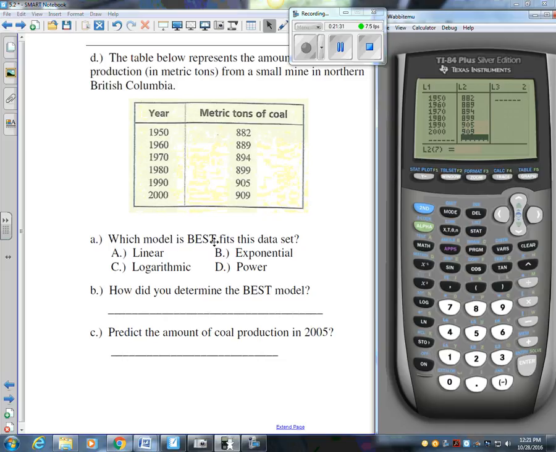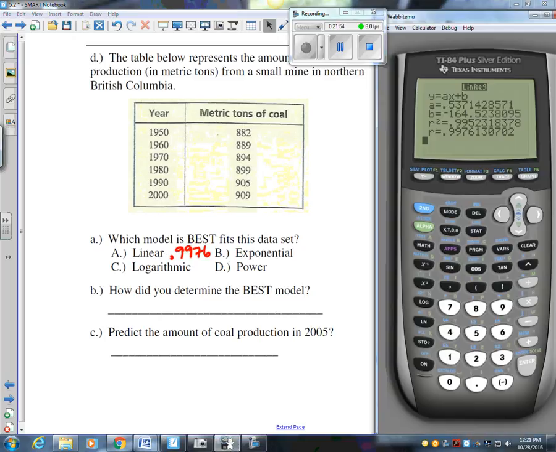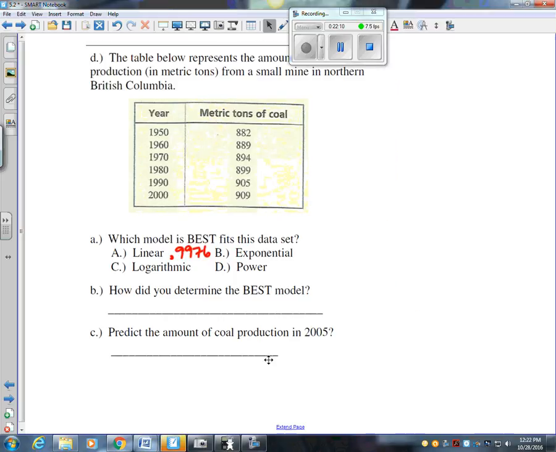All right, which model best fits this data set? We have to go to all 4 of these and write down the R value. So stat, calc, we'll go to linear first. The R value is 0.9976 for linear. Then I want to go to exponential, so stat, calc, exponential, and for that one, the R value is 0.9974.